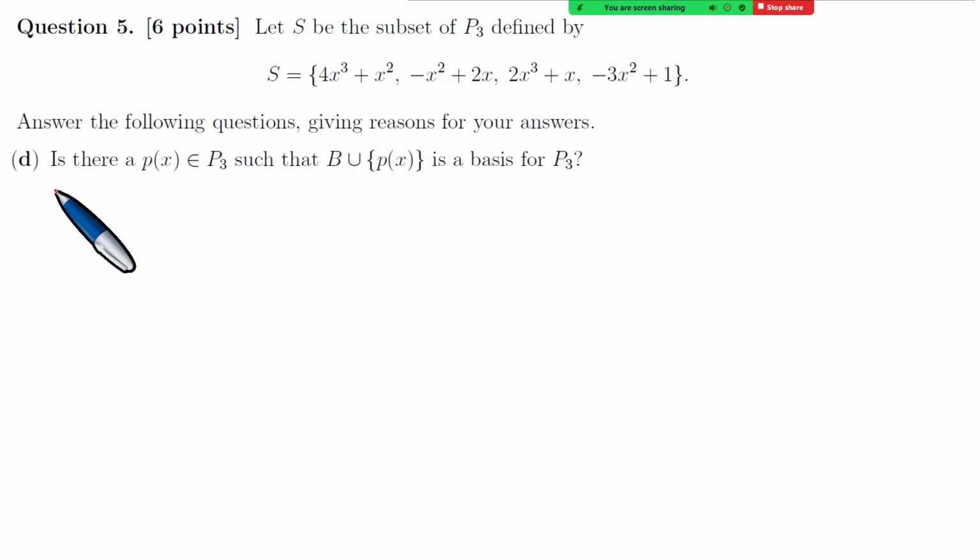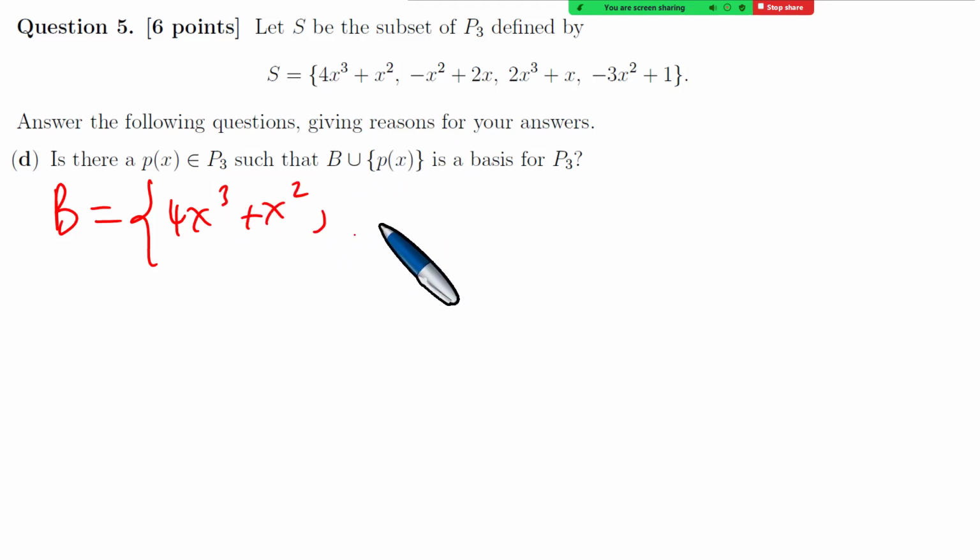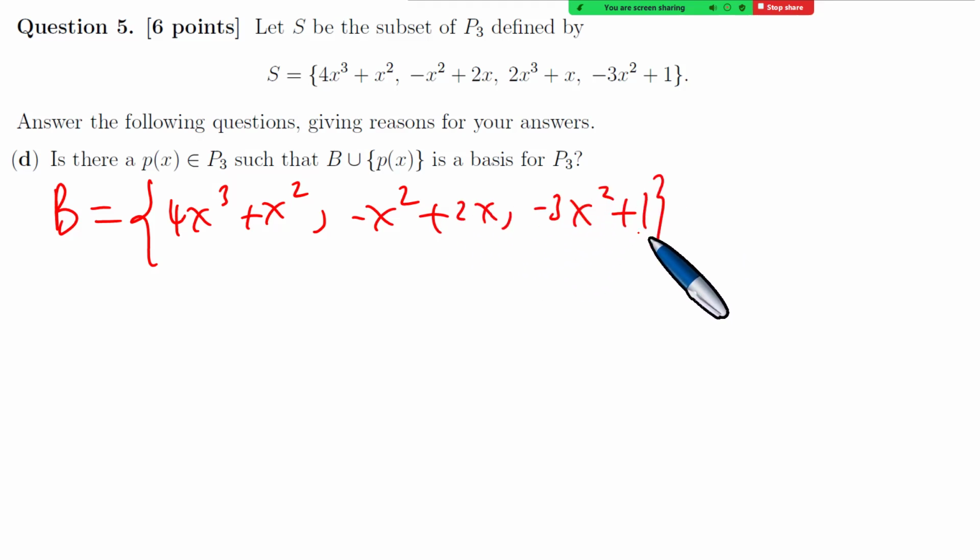Let us recall the basis B we got. We said we take the first, the second, and the last. If this is the basis, what is the dimension of this?